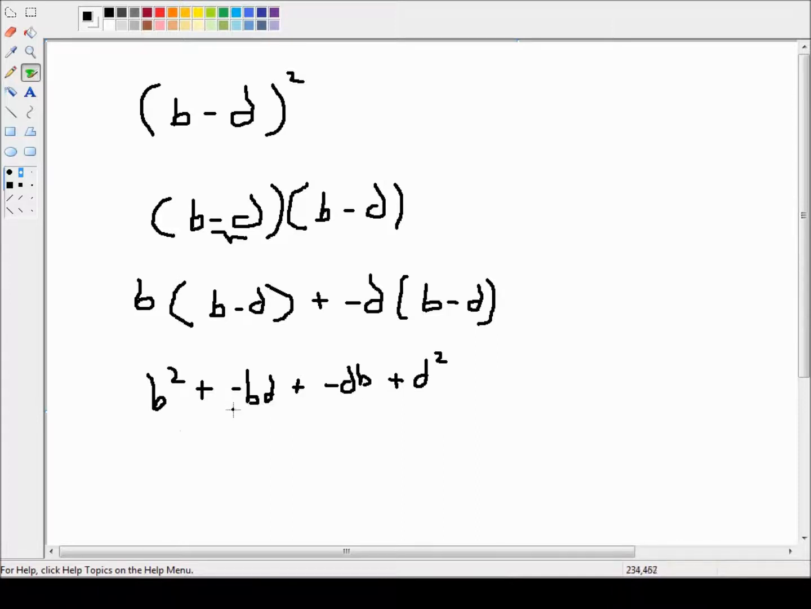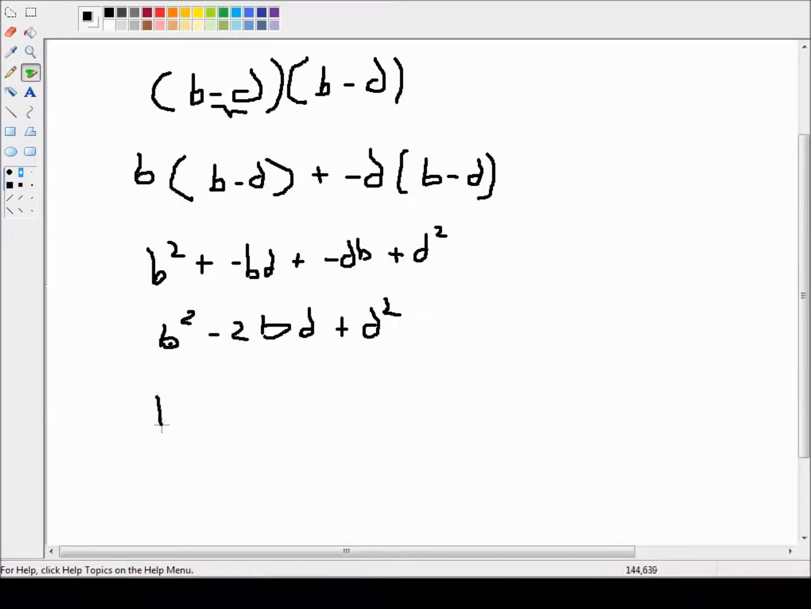So we can actually simplify this to b squared. If we're adding a negative, we might as well be subtracting. So this is subtract 2bd plus d squared. And if we want to keep the squared terms together, what we can do is say this is b squared plus d squared minus 2bd.